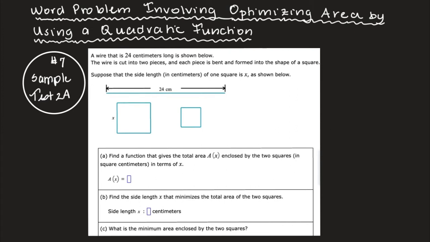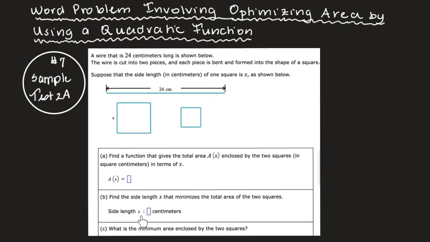Part B asks us to find the length x that minimizes the total area of the 2 squares. And whenever we ask to minimize or ask to maximize, as in the other 2 examples, that's where we're optimizing area. And part C says, what is the minimum area enclosed by the 2 squares?